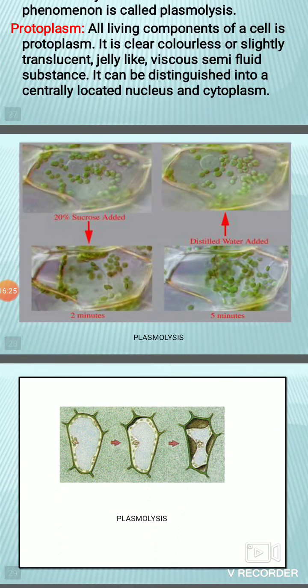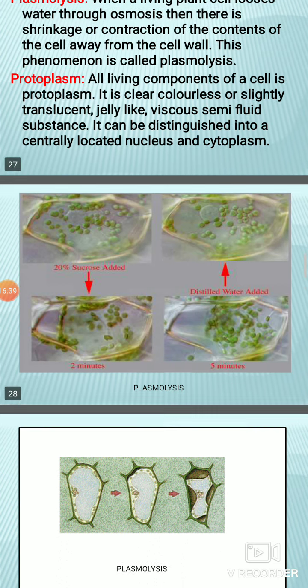And you can see what happens in a plant cell. The outer covering is the cell wall and below it the cell membrane is present. So when the shrinking takes place, the plasma membrane shrinks and starts coming away from the cell wall. This is how plasmolysis takes place.